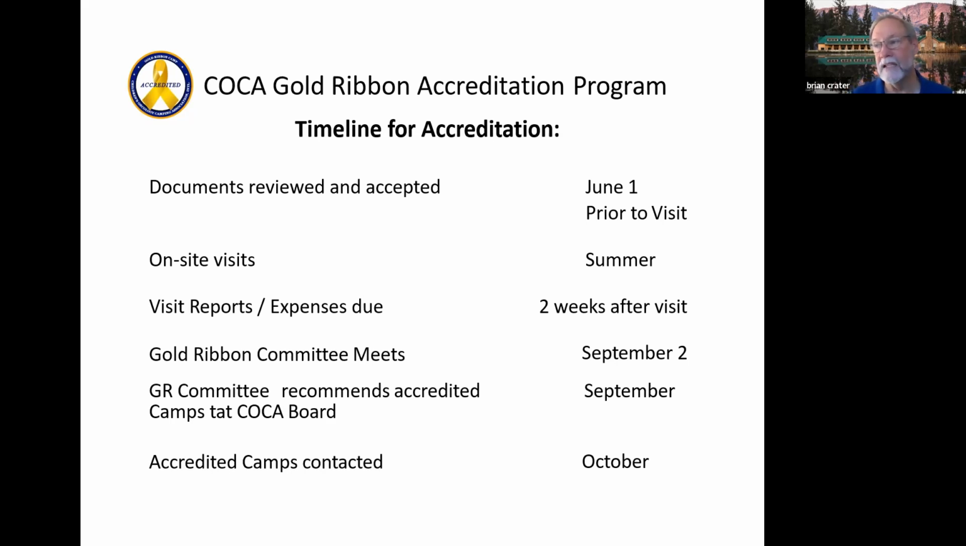The next part is that once those have all been done, the Gold Ribbon Committee will meet in September. We even have the date to reserve. At that time, one of the committee's tasks will be reviewing all of the visits that took place in this calendar year. With that, we will be discussing whether there are any concerns or differences of opinion, and we will research those and present that to the committee, because at that point we ask the committee to make a recommendation to the COCA board on which camps should be accredited. That goes to the COCA board later in September.